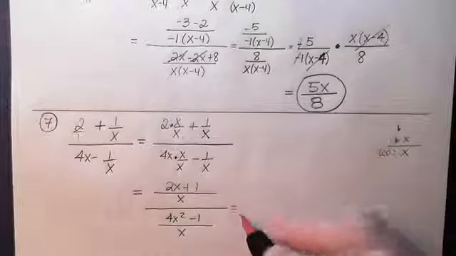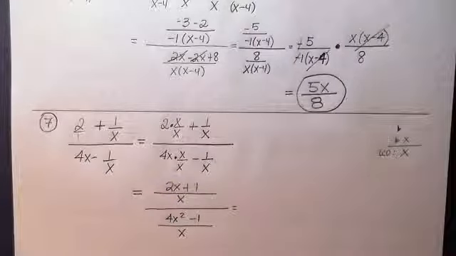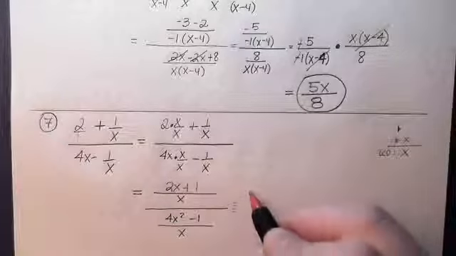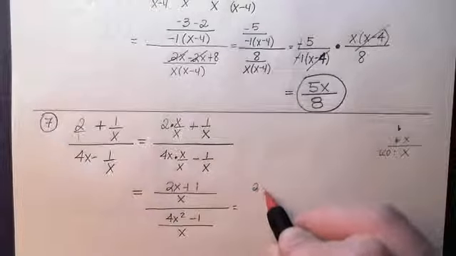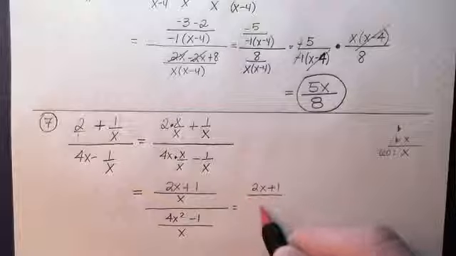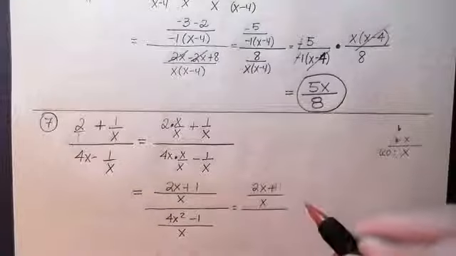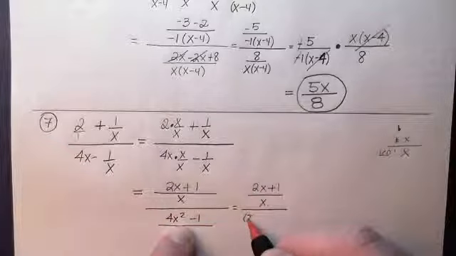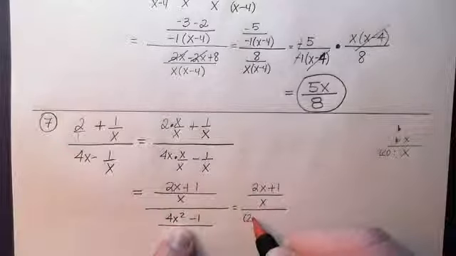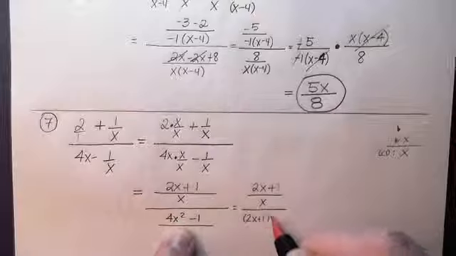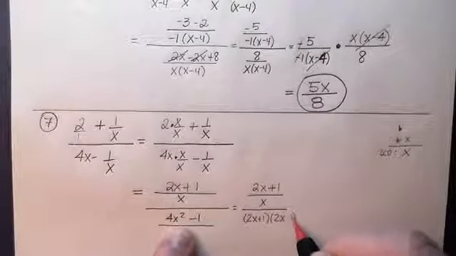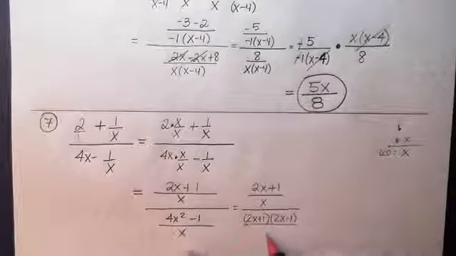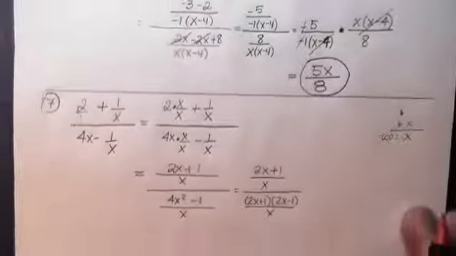So basically, I can rewrite this as 2x plus 1 over x. And the one thing that I can rewrite is this guy right here, because I know that this is a perfect square, a special factor, so I'm going to write 2x plus 1 and 2x minus 1 over x. So now we're ready to do our division.